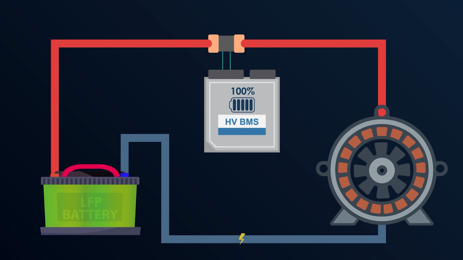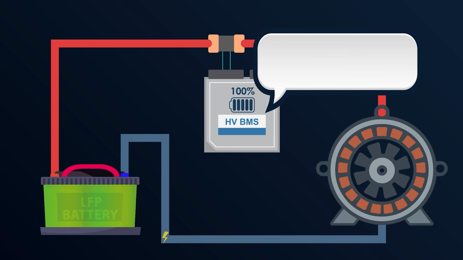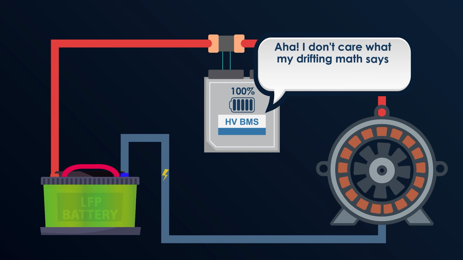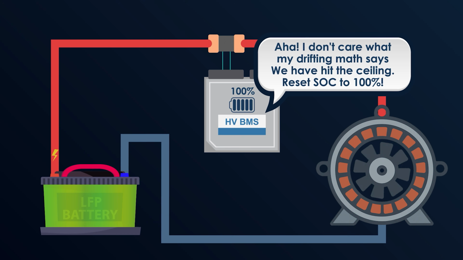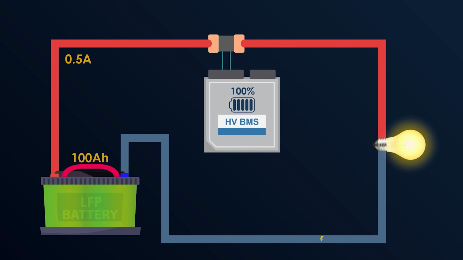At that magic moment, our BMS says, aha, I don't care what my drifting math says, we have hit the ceiling. Reset SOC to 100%. This clears out all the math tolerance that accumulated from our invisible leaks. This is why we must charge our batteries to 100% at least once every few months. If you only cycle it between 30 and 70%, our gauge will eventually become a work of pure fiction.